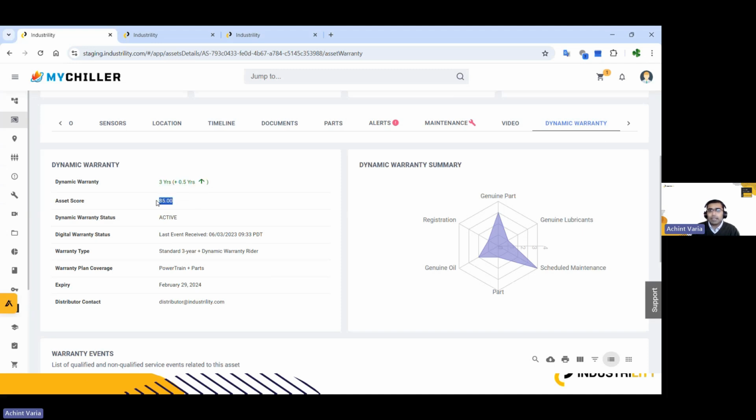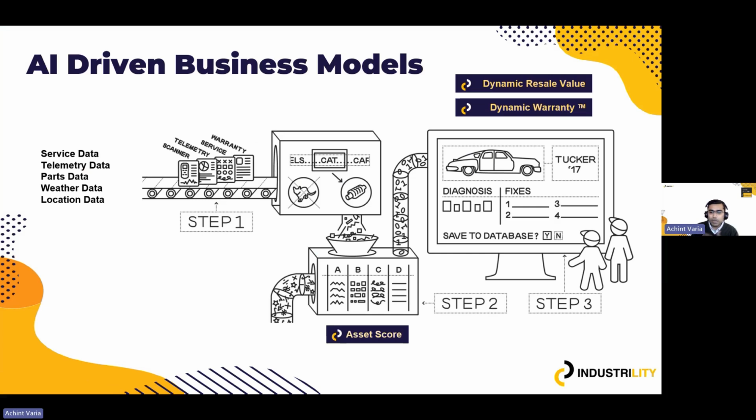So I'm using that to create an asset score, and then you can use that asset score, like a frequent flyer mile, for various purposes. In this case, I'm using it for warranty. So again, this is very much a new business model which is powered by AI, and before, it was very difficult to manage these sets of data to enable these kind of business models.